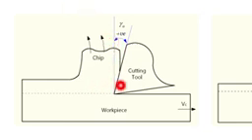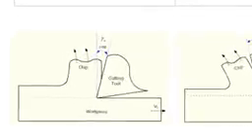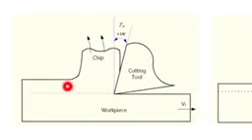Now the tip of this cutting tool is very sharp because of this positive rake angle, and that is why shear deformation of the chip is less because of thin wedge. The chip, or the material in front of this tool tip, is subjected to shear deformation, but as this end is pointed and sharp, the shear deformation is less.